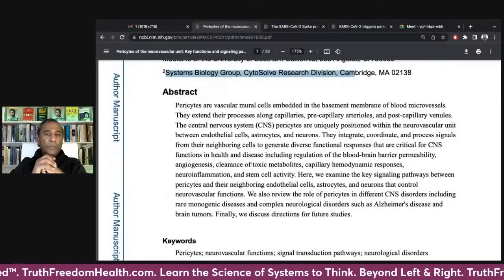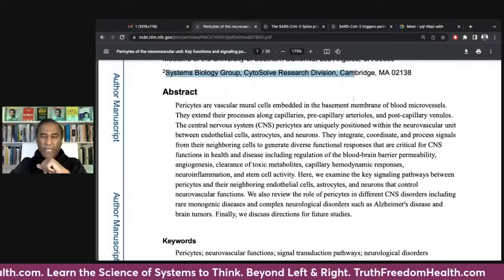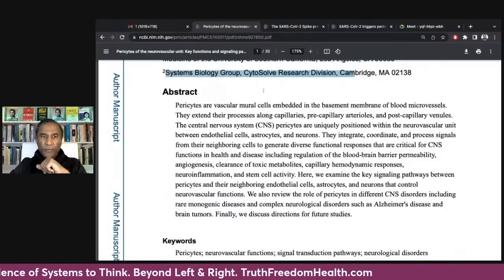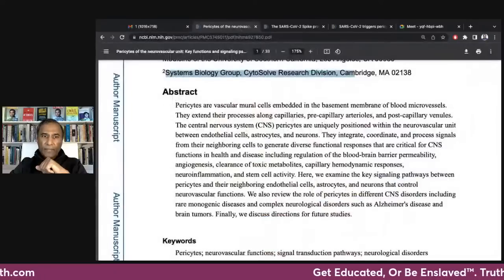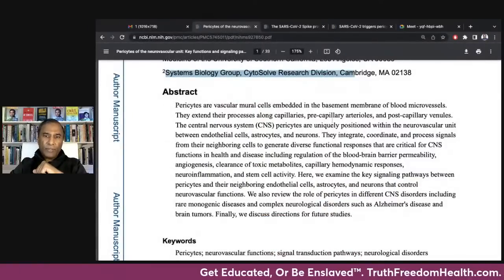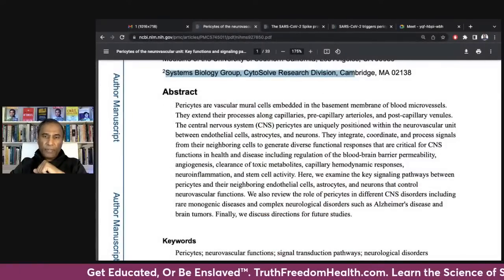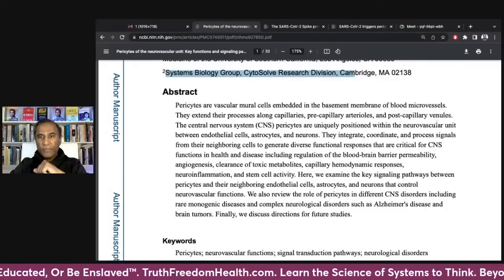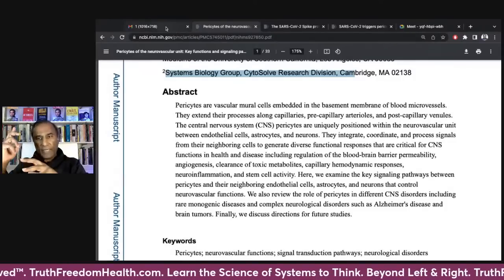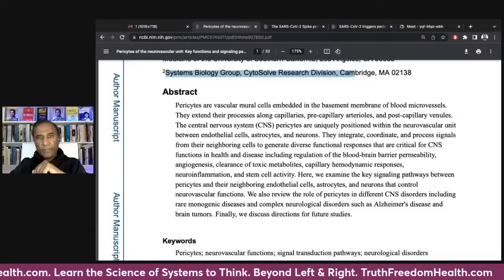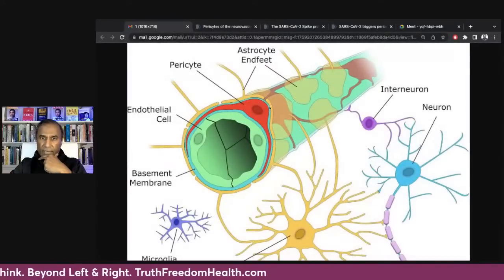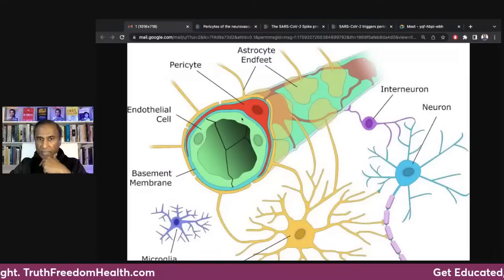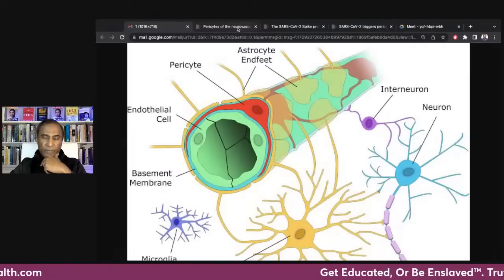Pericytes are vascular mural cells embedded in the basement membranes of blood microvessels. So there's a capillary and there's a pericyte embedded in the basement membrane right here. That's what that means. They extend their processes along capillaries, so precapillary arterioles and postcapillary venules, right? That's the stuff carrying blood back to the lungs or coming from the heart, the oxygenated blood, and that's what you see here. So here are the capillaries, and they extend across, here are the pericytes, and they extend, here's a red one here and over here. That's what that means.